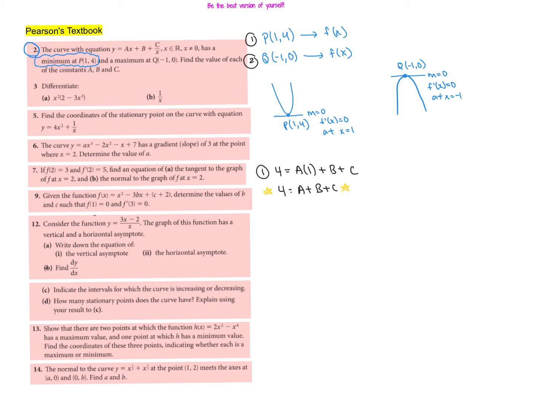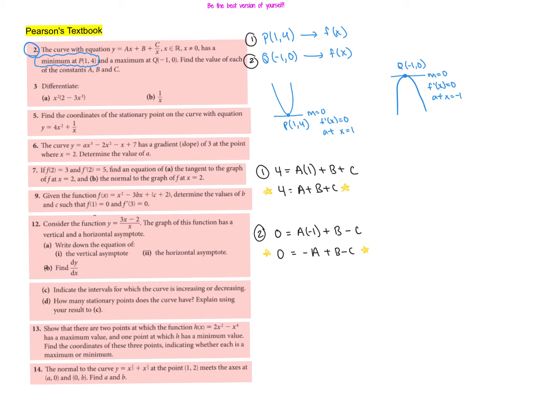Now I'm going to plug in Q. So I'm going to plug in when y is 0, x is -1. And then I have c over -1, which is -c. So 0 equals -a plus b minus c. That will also help us later on.